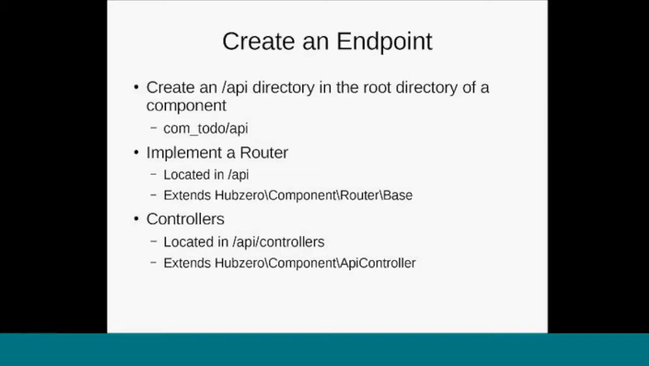So to create an endpoint, you're going to want to create an API directory in the root directory of your component. So say you have com2do, you'll create an API directory. From there, you'll implement a router that'll route your incoming requests, and that extends HUBzero component router base. And once you're done with that, you basically create a directory of controllers that respond to the requests you get. These controllers are different from your standard hub controllers in that they extend the HUBzero API controller as opposed to HUBzero component admin or site controller.